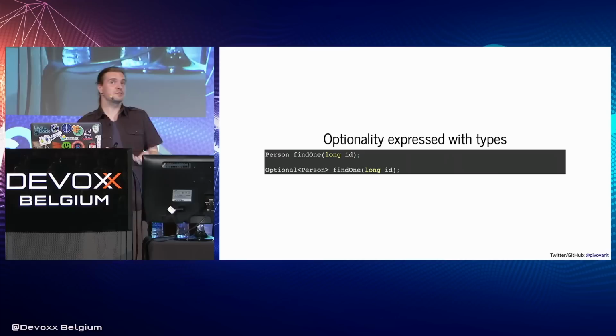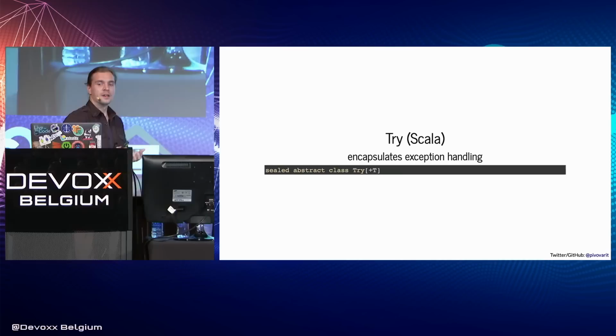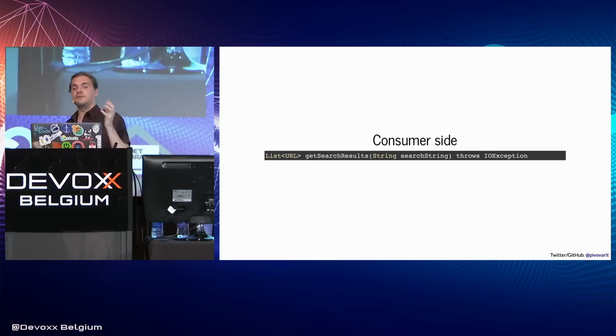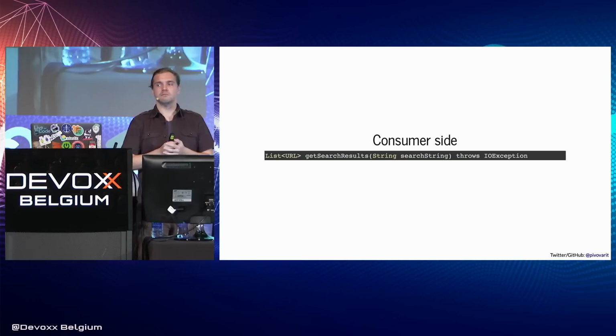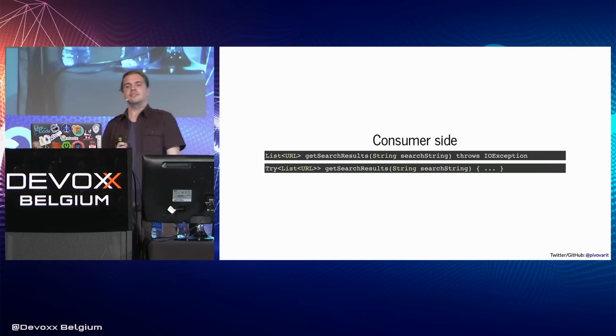And this is one of the first ideas that I'm about to show you for exception handling. What Scala, for example, brings us is a concept called Try. This is essentially an optional, just for exceptions. The API will be very similar. This is how you interact with that. But instead of encapsulating optionality, we encapsulate exception handling. So for example, if you have a method like getSearchResults, it returns a list of URLs, but it can throw an IOException. What you could immediately do is get rid of the throws IOException part and encapsulate the result in a Try object.